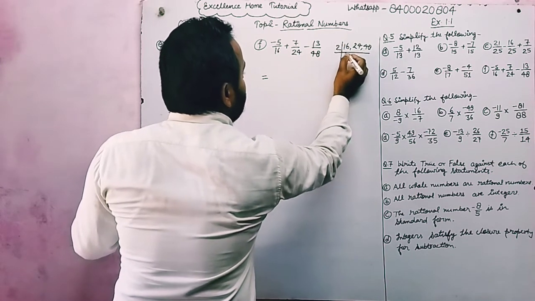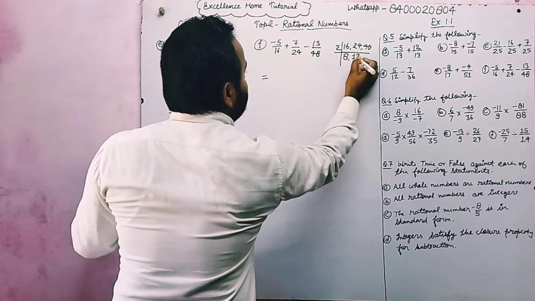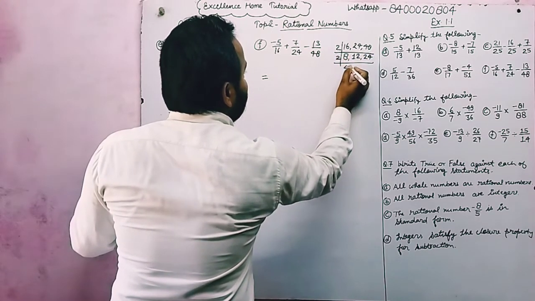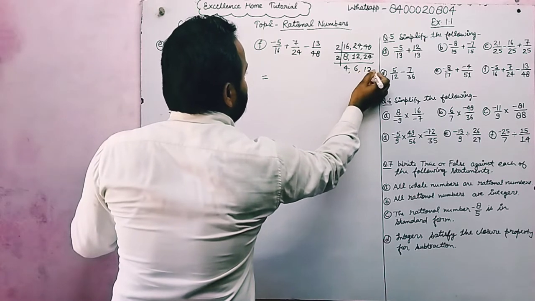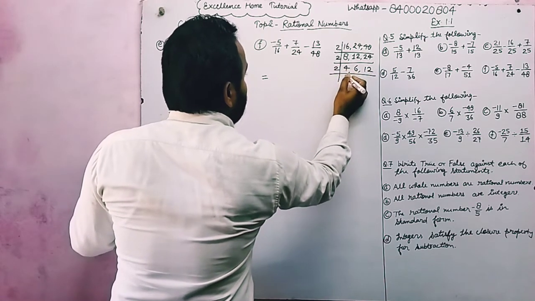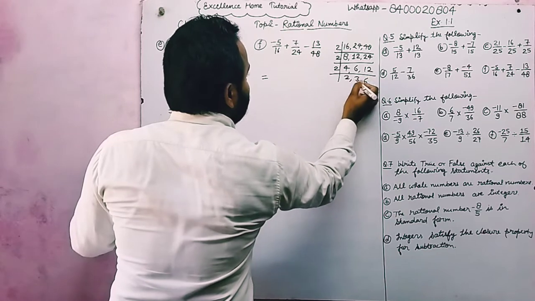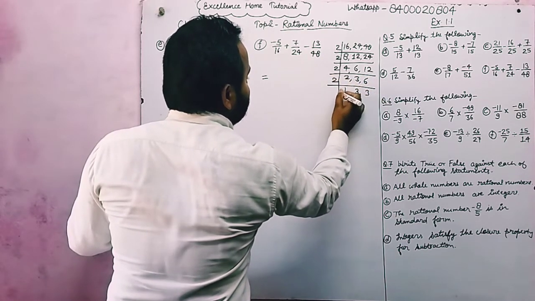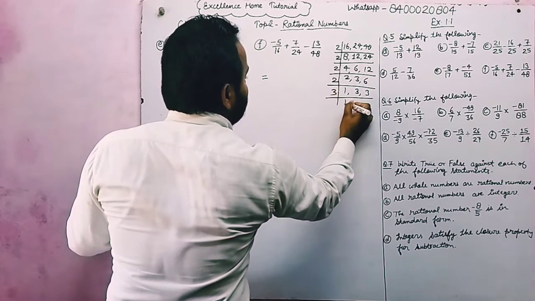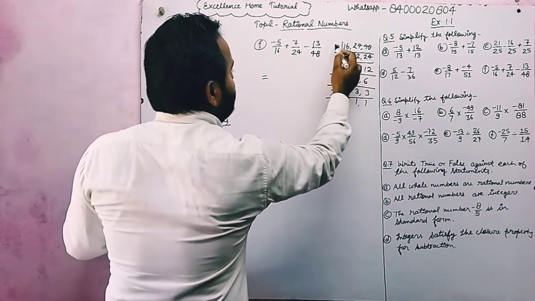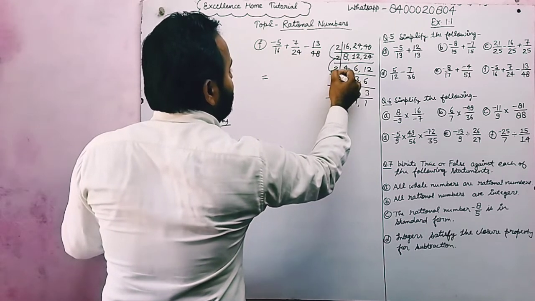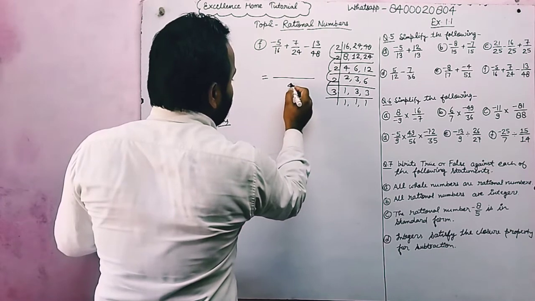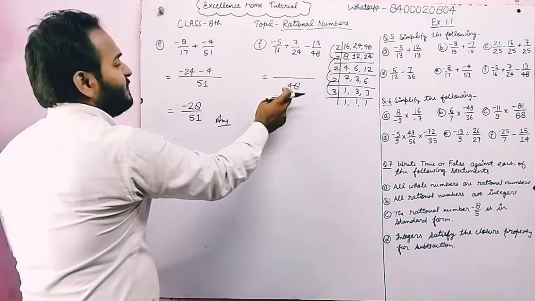Dividing by 2 repeatedly, 16 becomes 8, 4, 2, 1; 24 becomes 12, 6, 3; 48 becomes 24, 12, 6, 3, 1. The LCM is 2 times 2 times 2 times 2 times 3, which is 48. So the LCM is 48. 16 divides 48 by 3.